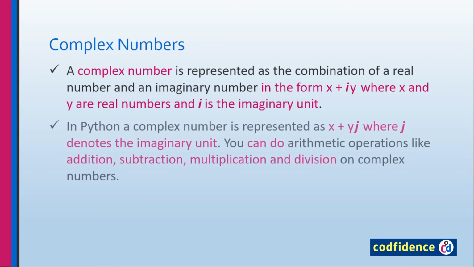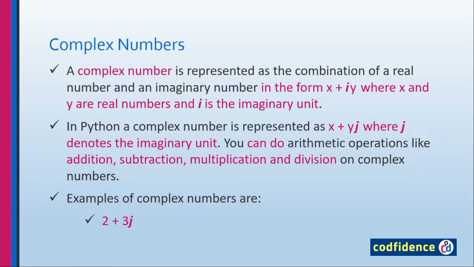A complex number is represented as the combination of a real number and an imaginary number in the form x plus iy, where x and y are real numbers and i is the imaginary unit. In Python, a complex number is represented as x plus yj, where j denotes the imaginary unit. You can do arithmetic operations like addition, subtraction, multiplication, and division on complex numbers. Examples of complex numbers are 2 plus 3j, 5 minus 4.005j.